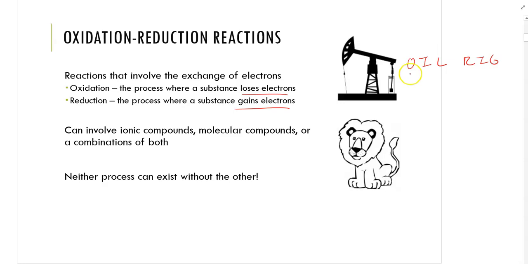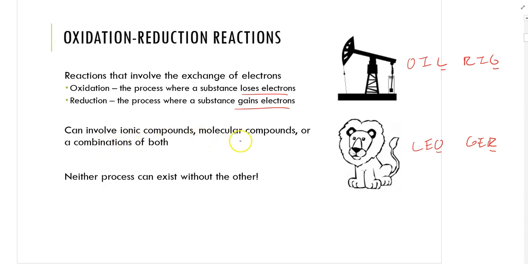Oil Rig, where OIL means oxidation is losing electrons, reduction is gaining electrons. Or on the other hand, you have our friend Leo the lion, right? Leo, and then Grr, where losing electrons is oxidation, gaining electrons is reduction. Either way, they give you the same idea. The point is, this is effectively how you can keep track of what substances do what.